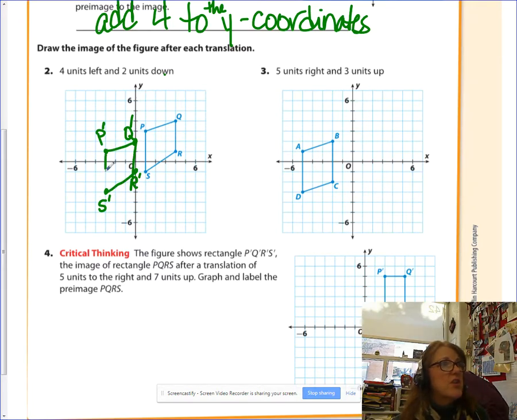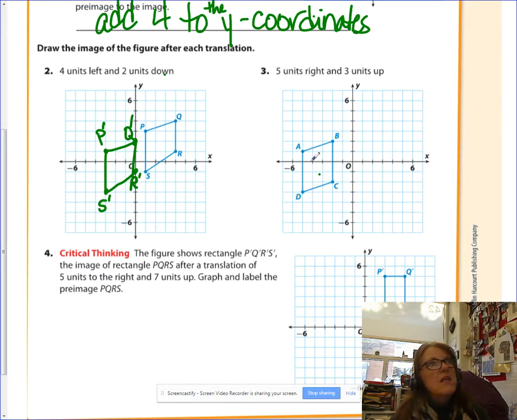It should look just like it. It's not bigger, it's not smaller. It didn't shift in its orientation. It's the exact same thing, just in a new location. All right. They're not asking us for the coordinates, so we can just leave it as is.